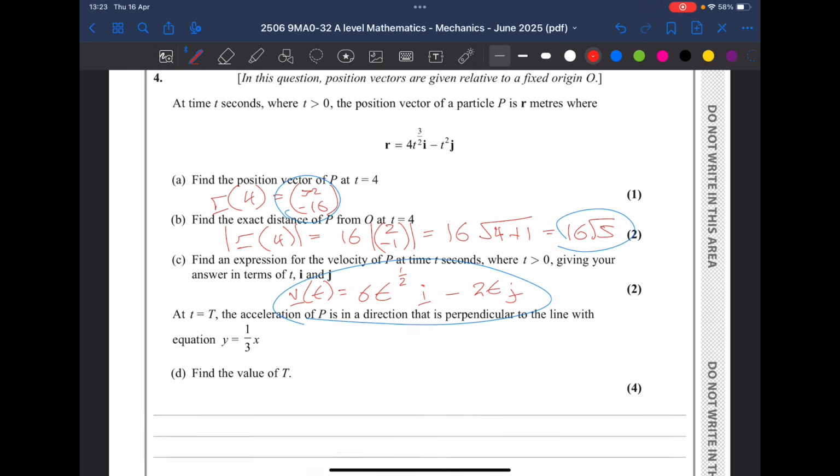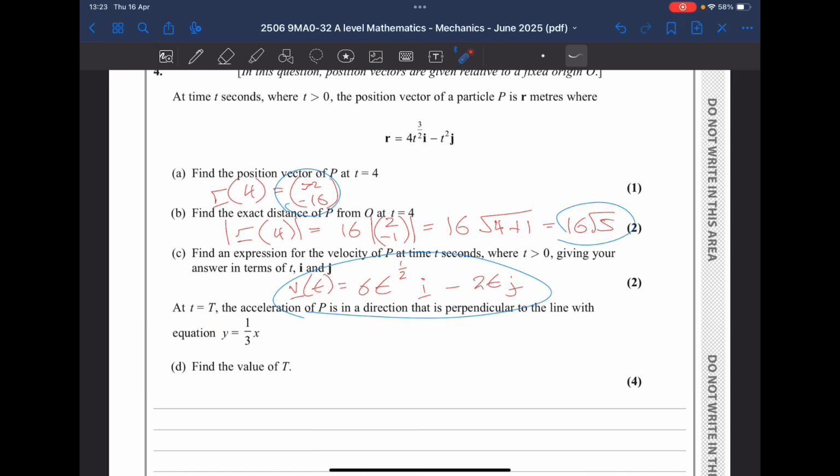At the bottom then, what have we got? At some time in the future, the acceleration of P is in a direction that is perpendicular to the line with the equation y is a third of x. Okay, so if that's y is a third of x, our perpendicular line goes down here, and it has a gradient of minus 3.